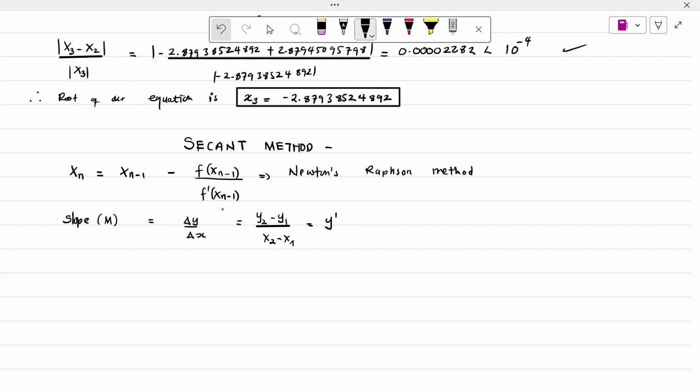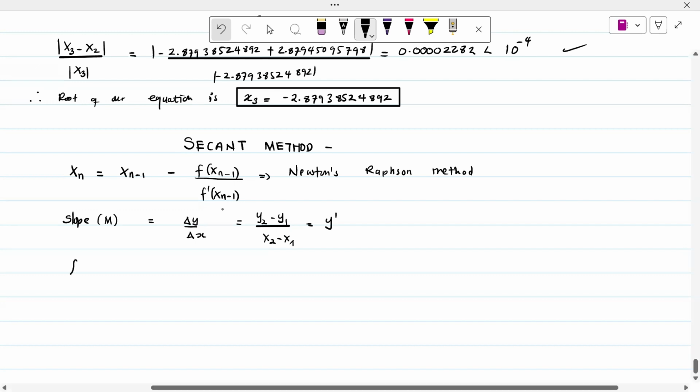So instead of saying y prime, I'm going to name this what? F prime at xn minus 1. And then instead of me saying y2, I'll name this as what? Y of n minus 1. And then this is y1, it will be called what? Y of n minus 2. Okay, so let's define this.